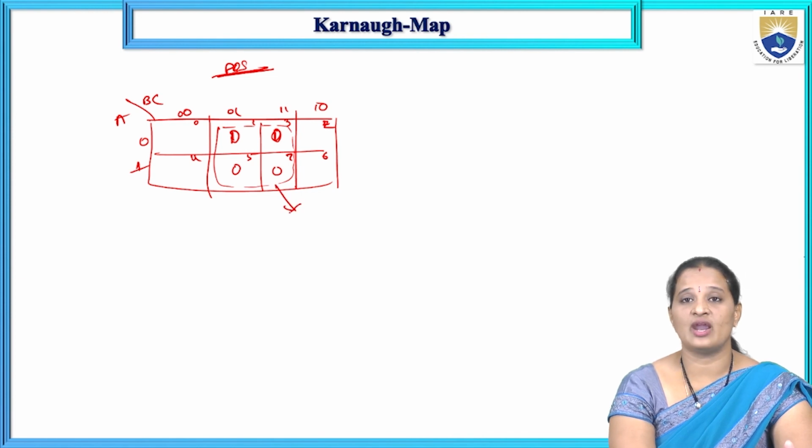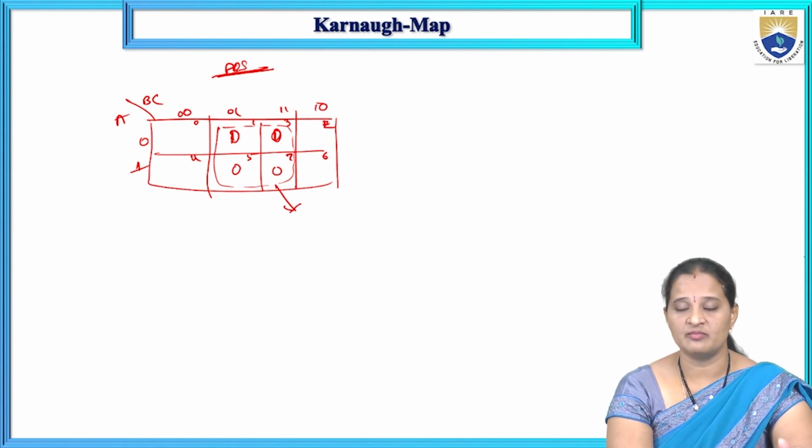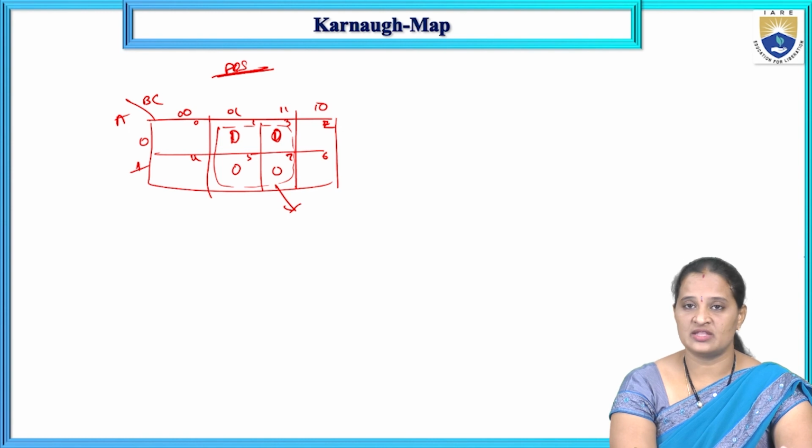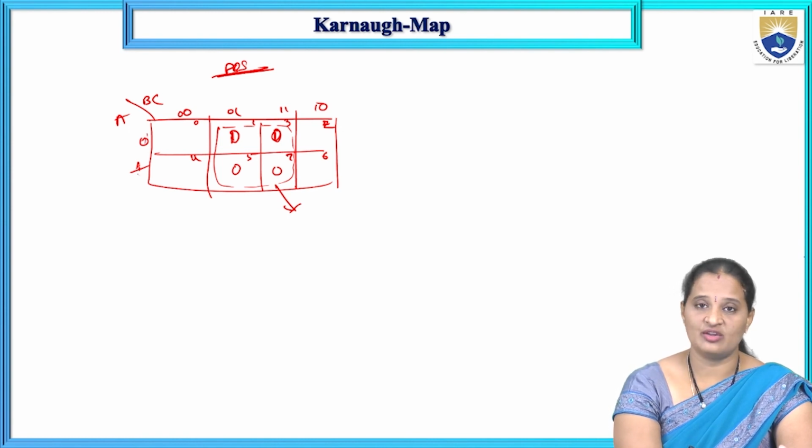So now I have to write down the sum term, which is nothing but a max term. As A value is varying, eliminate A. B value is also varying, eliminate B. And C value is common, which is equal to 1, and hence it is C complement. F is equal to C complement.